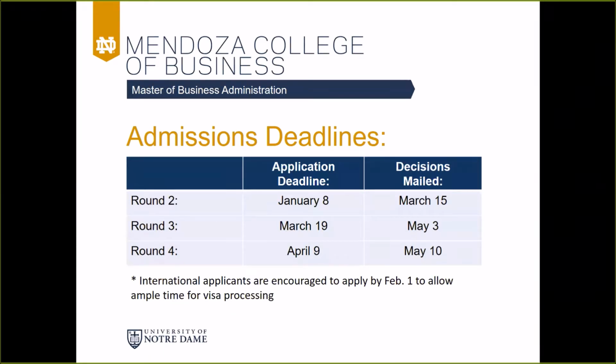We have a number of rounds that are set up. It's as much an administrative tool for us as it is setting some expectations for you. So if you have your application in January 8th and it's completed, we receive all the different components that are required, you'll get a decision back to you by March 15th. And then for round 3, March 19th for a May 3rd decision, and round 4, April 9th for a May 10th decision.